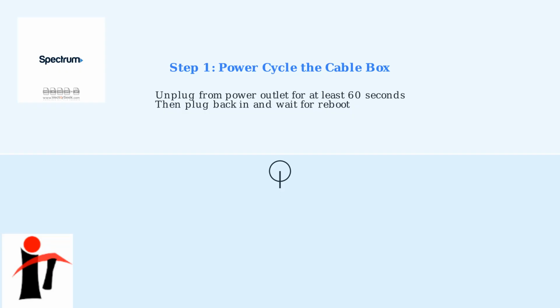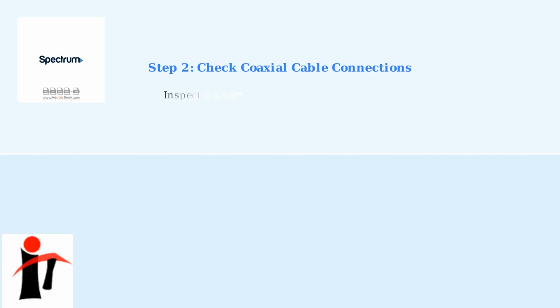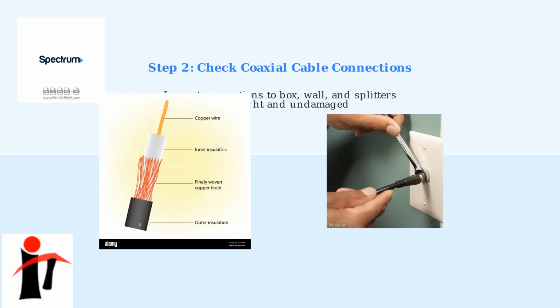Then plug it back in. While it reboots, proceed to check connections. While it reboots, check all coaxial cable connections to the box, wall, and any splitters. Ensure they are finger-tight and undamaged.